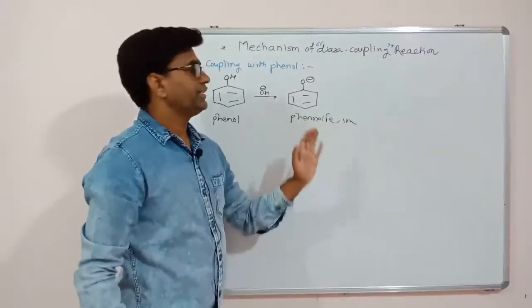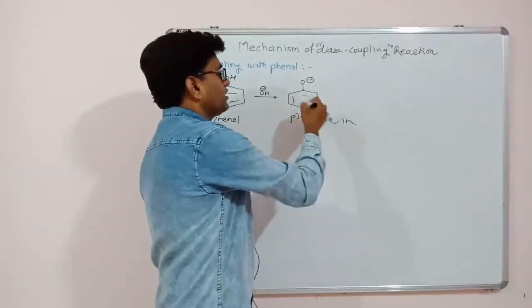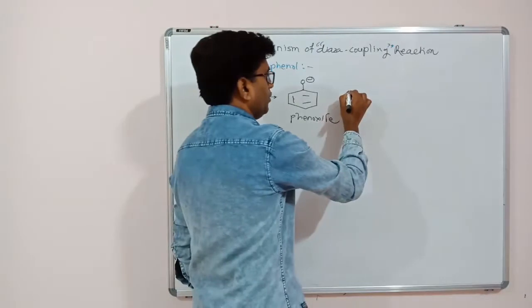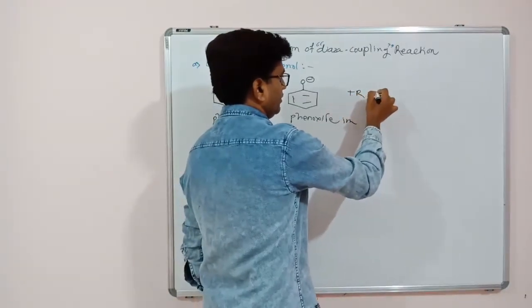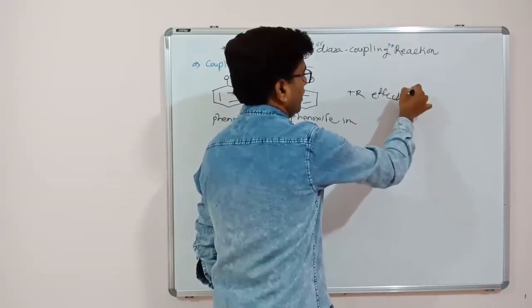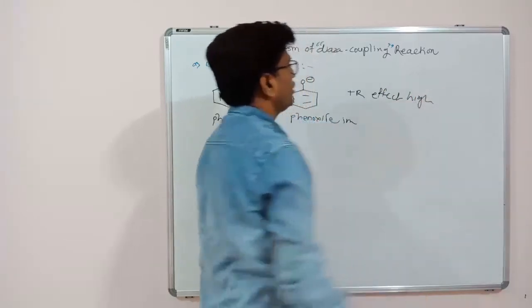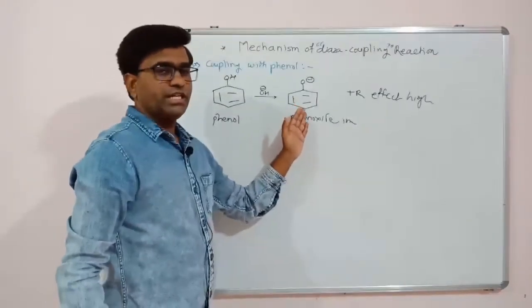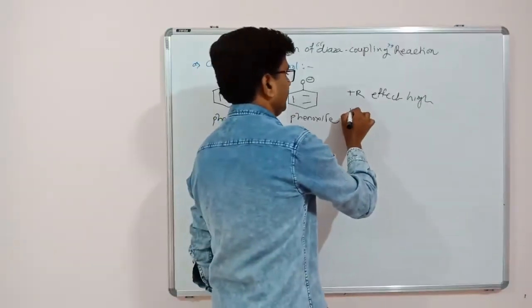So in alkaline condition, the alkoxide ion has more plus R effect. Plus R effect is high. So because of that, this phenoxide ion is more activated.